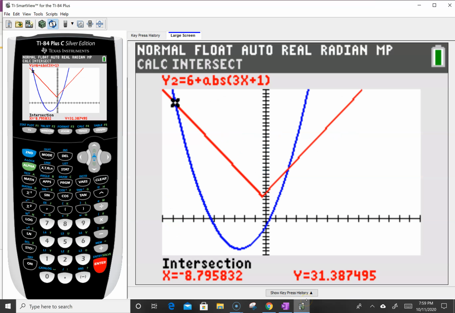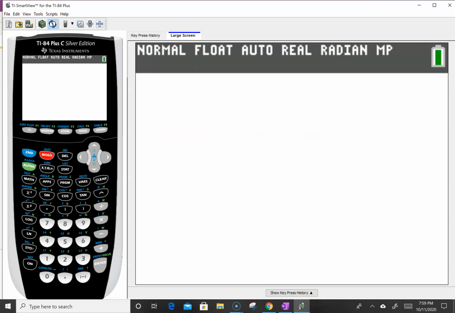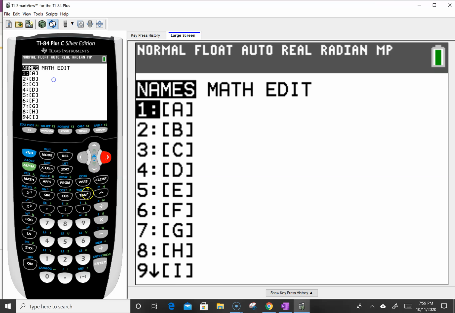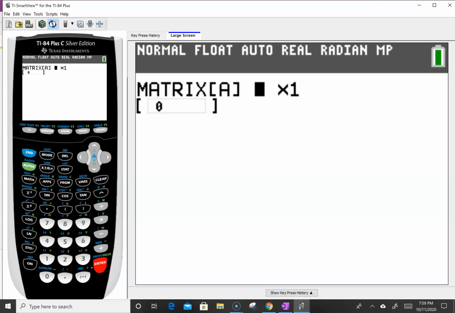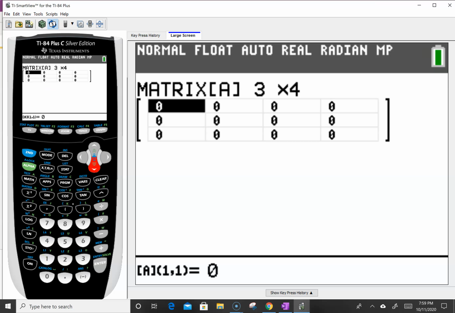So I'm going to go to my calculator, get out of the graphing, and now I need to go to my matrix. Okay, so I'm going to hit second matrix. I need to edit it. Okay, I'm going to edit A. Now, if you look at your notes, you have 3 rows and 4 columns. So it's 3 by 4. Okay, and if you're not sure, look at it. Does that match what you want? If not, fix it.